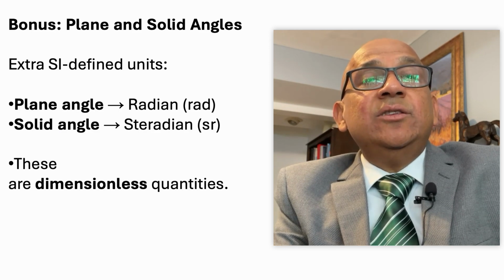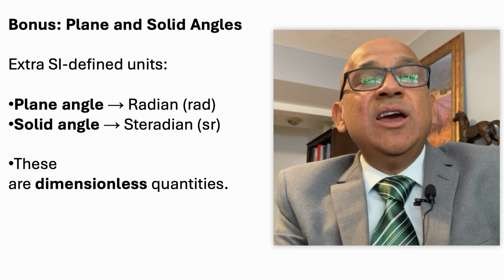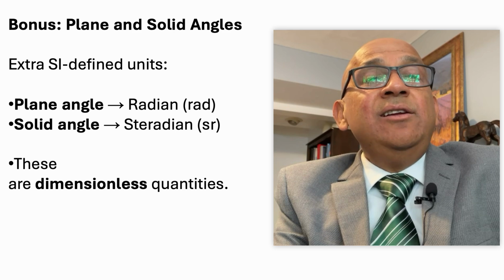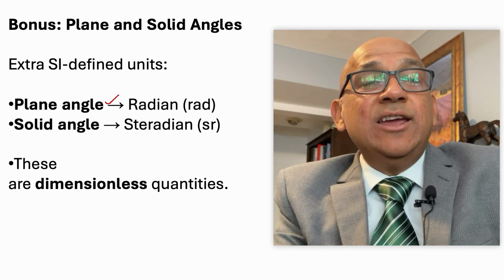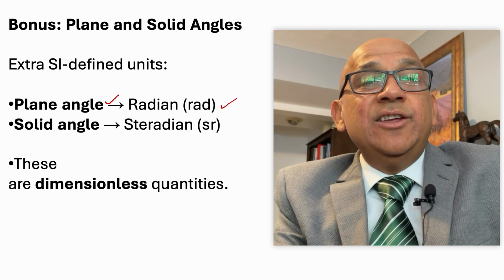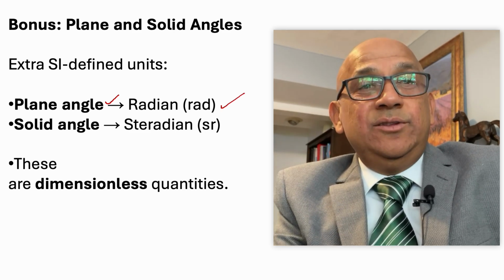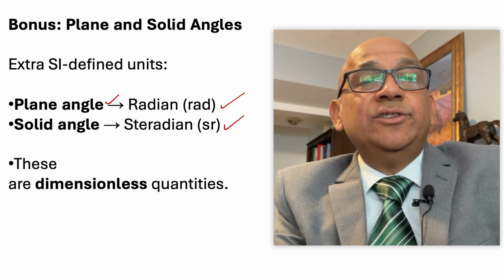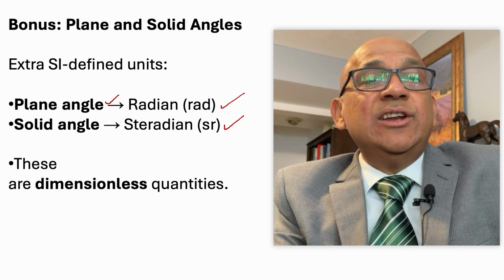In addition to these 7 units, there are 2 more units in SI system. They are to represent the angles. For plane angle, suppose in a plane you have angle between 2 lines, they will use a radian, and for solid angle in 3-dimensional system that angle is used in the units of steradian. So both of these angles are dimensionless quantities.